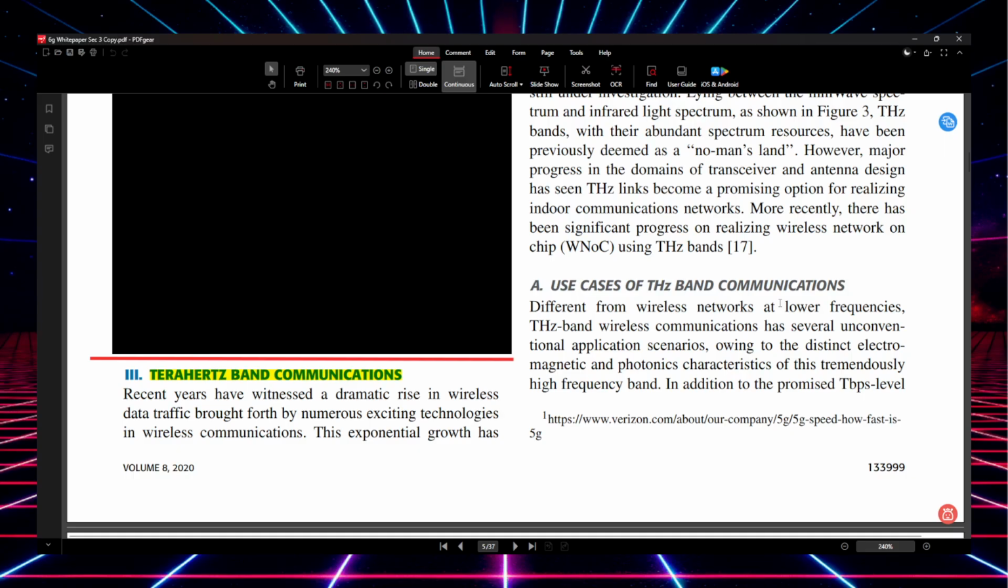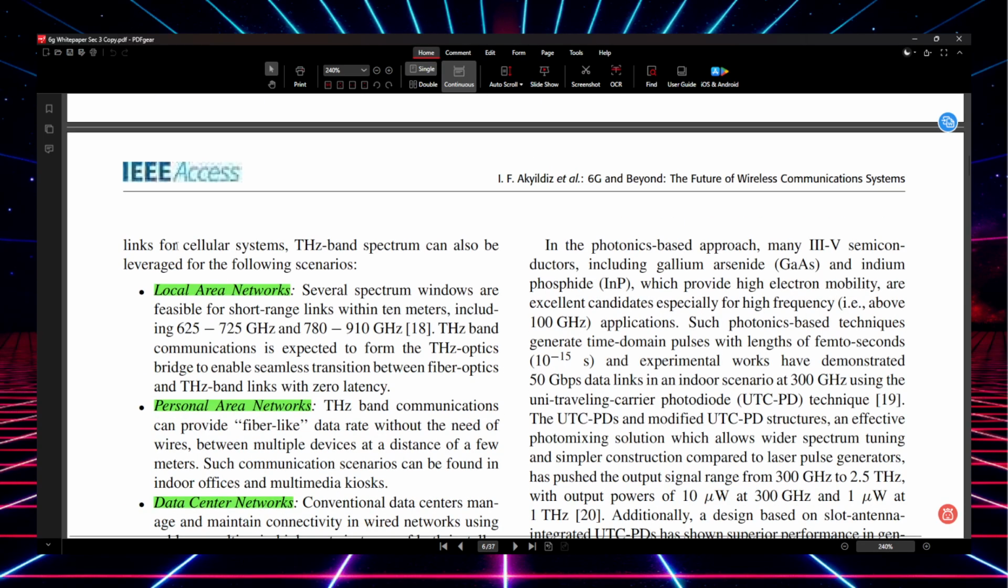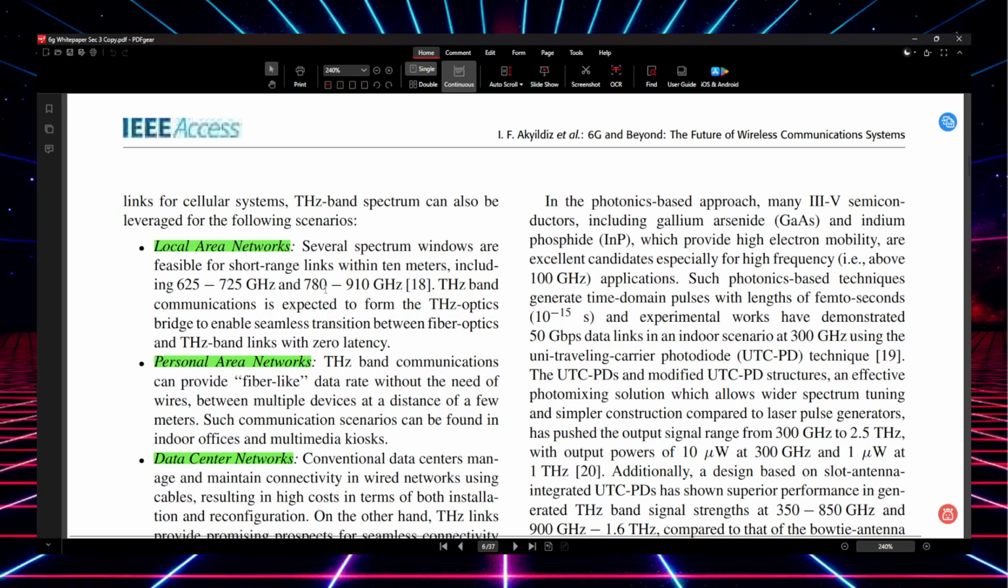Different from wireless networks at low frequencies, terahertz band wireless communications has several unconventional application scenarios owing to the distinct electromagnetic and photonics characteristics of this tremendously high frequency band. In addition to the terabits per second level links for cellular systems, terahertz band spectrum can also be leveraged for the following scenarios.